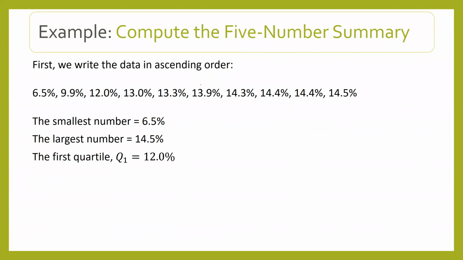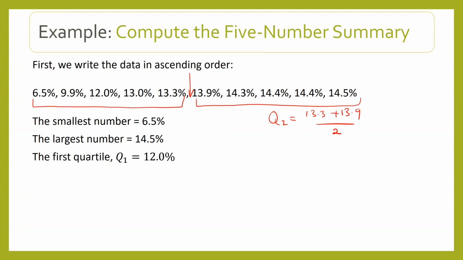So remember that this is 10, so it's even. We have to look at the middle two numbers and find the mean of these numbers. So invariably Q2 will be 13.3 plus 13.9 divided by 2. And once we get that out, then we divide the data into 2. So this is the first half, and this is the second half.